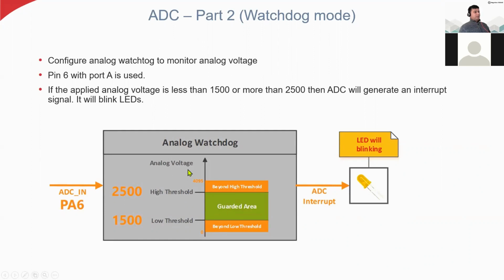You can see here, the analog voltage can be from 0 to 4095. We are talking in terms of digital level now, so the maximum is 4095. When the measured value is between 1500 and 2500, we have no problem. But when it goes less than 1500 or more than 2500, we need to get an alert signal. Then we need to generate this ADC interrupt, which means we blink this LED immediately.